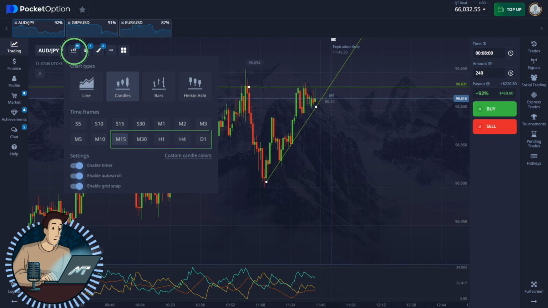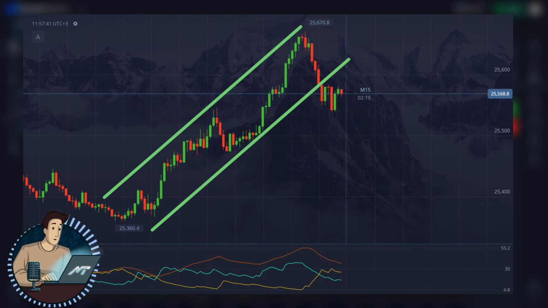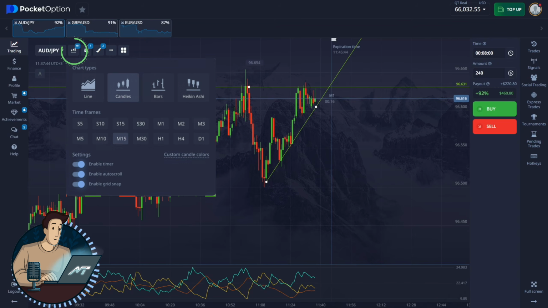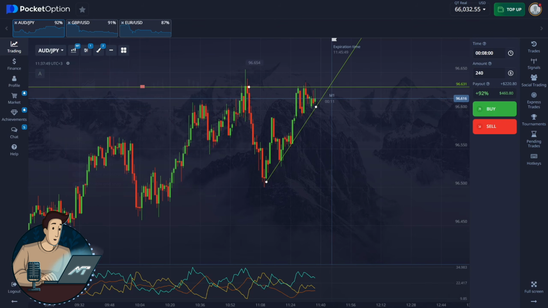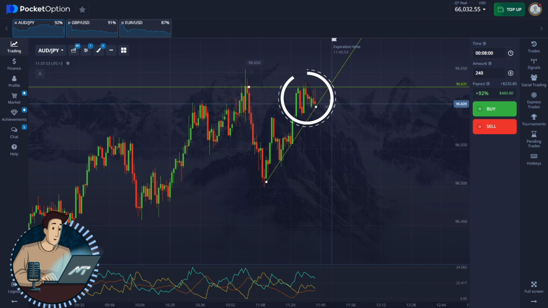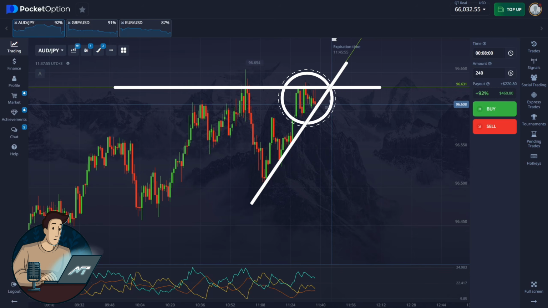First, we analyze the global trend on a higher time frame, something like 15 to 60 minutes. If the price is clearly moving up, we only look for buy opportunities. Next, we switch to the 1-minute chart and wait for price to slow down near a key level, either support or resistance. When the price starts compressing between resistance and the trend line, that's our signal that the triangle pattern is forming.